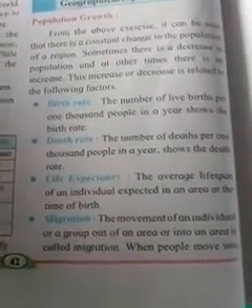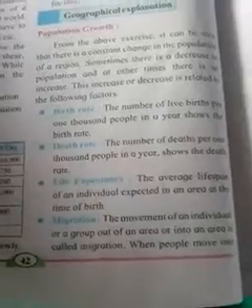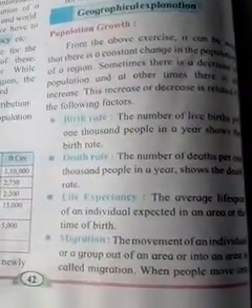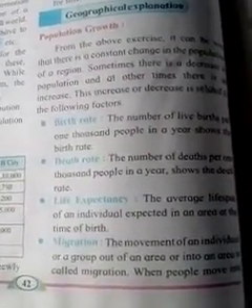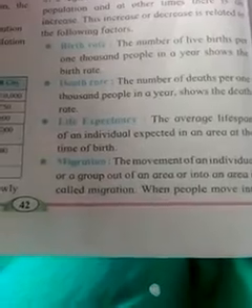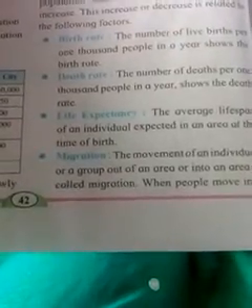Life expectancy: the average lifespan of individuals expected in an area at the time of birth is known as life expectancy. That means the average lifespan of an individual. This is also known as life expectancy.